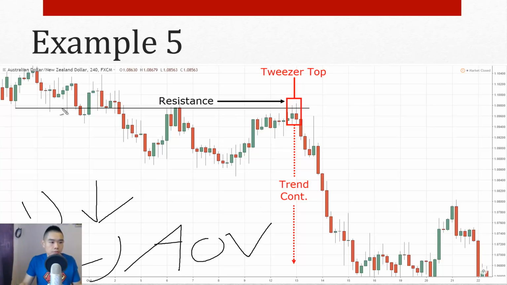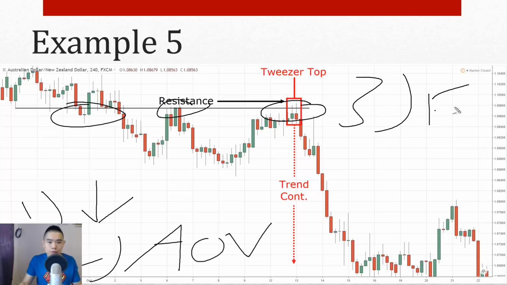What is the area of value? This one over here. Resistance, previous support acting as resistance. Okay, number 3, what is the entry trigger? I think we got something called the tweezer top.